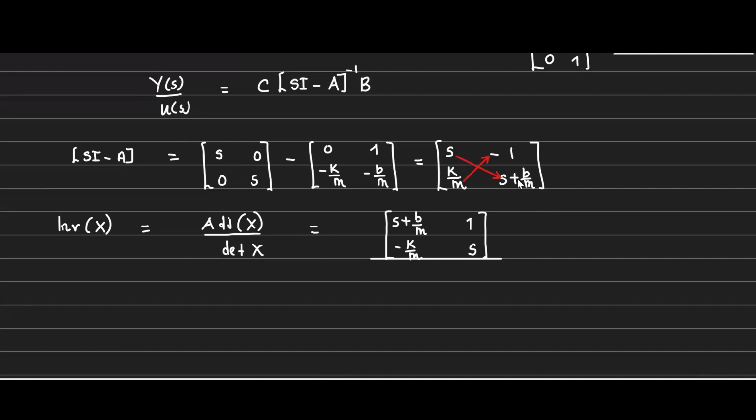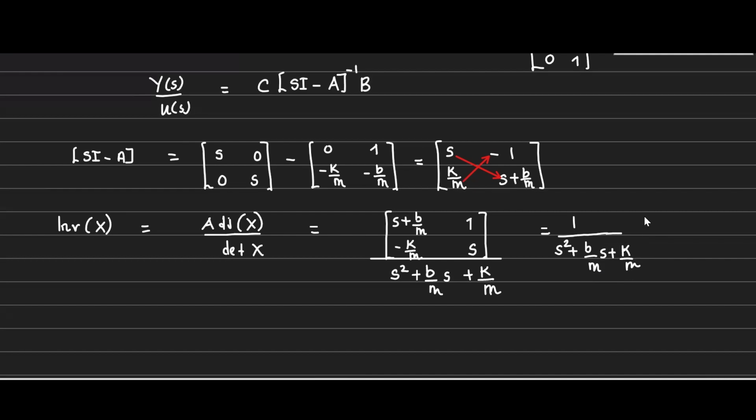Let's find the product of that. So that is S times S plus B over M, that is S squared plus B over M times S, minus the product of K over M times negative 1. Since we're subtracting, this will become positive K over M, isn't it? So this can be written as, I'm going to write this 1 over S squared plus B over M S plus K over M.